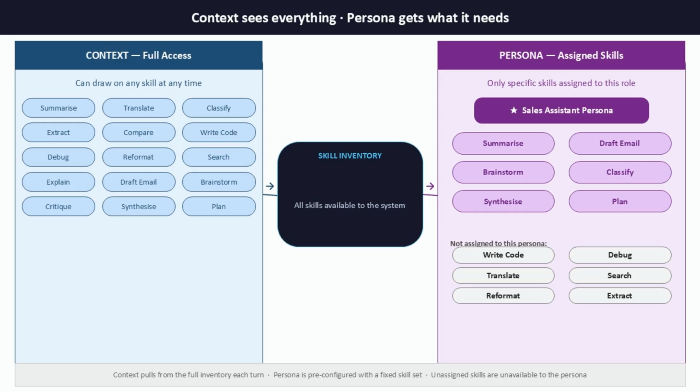This is the key idea. The persona is pre-configured. It doesn't have to decide what it can do. That's already been decided. It just does its job. The result is a more focused, more predictable collaborator. You know what Dana can do because you defined it, and that's exactly how it works on a real team.